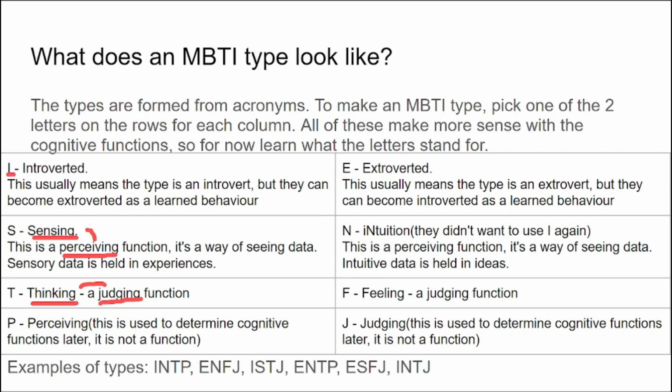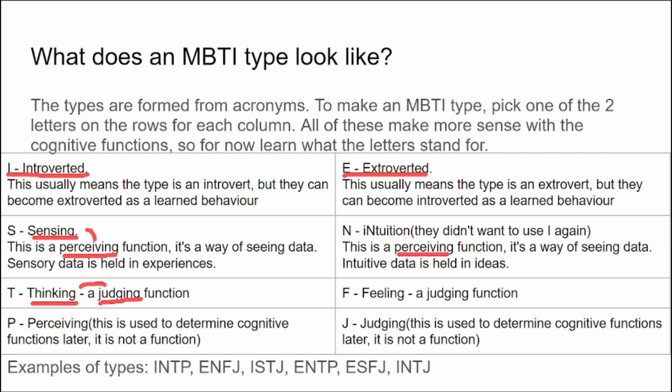So, the E stands for extroverted. So I is introverted, E is extroverted. The N is intuition. They didn't want to use I again, so they've used the second letter of intuition. There are some people who spell intuition with an I all the time, which is just annoying to look at. So this is the only time in these slides where I'm using a capital N instead of an I.